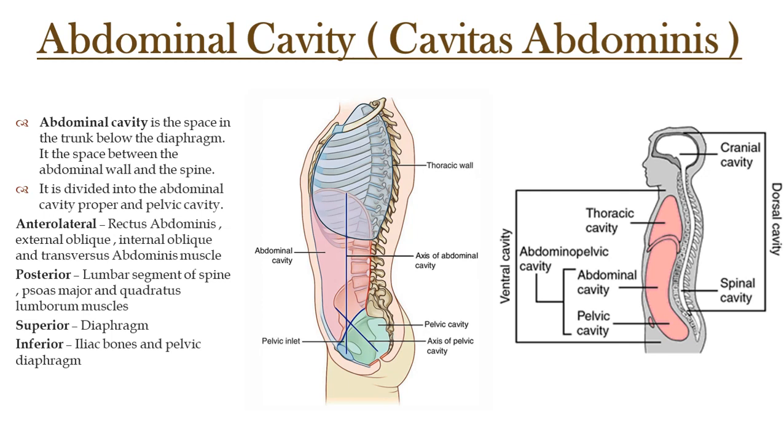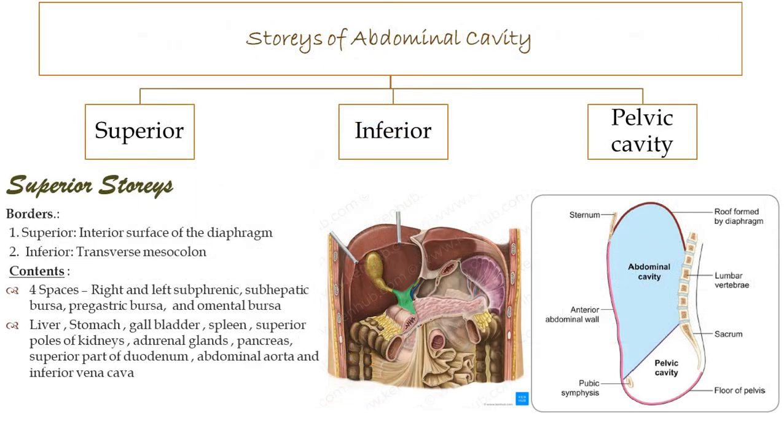Its borders are: anterolateral border, rectus abdominis muscle, external oblique muscle, internal oblique muscle, and transversus abdominis muscle. Posterior borders are the lumbar segment of the spine, psoas major, and quadratus lumborum muscle. The superior border is the diaphragm, and the inferior border is the iliac bones and pelvic diaphragm.